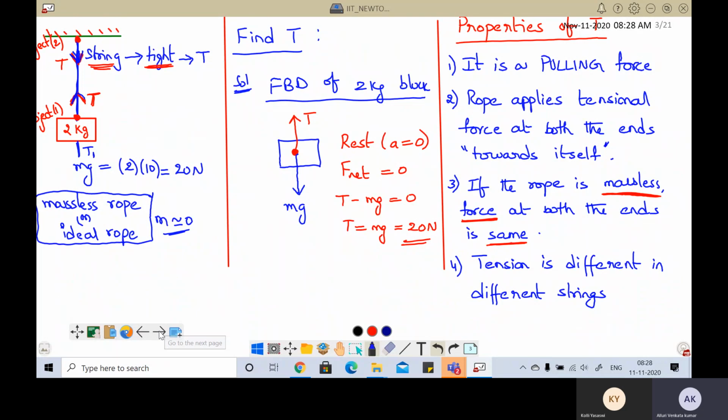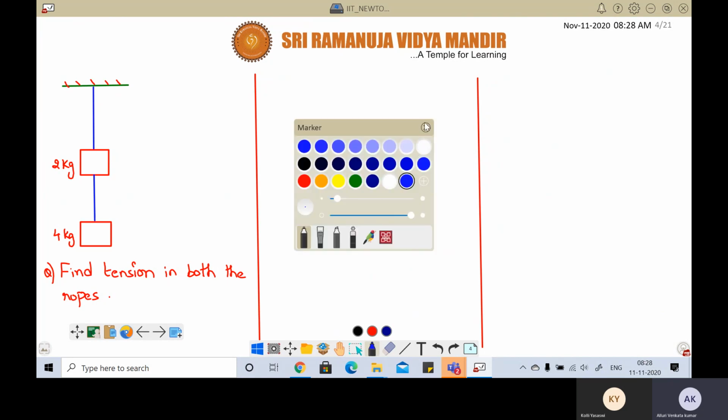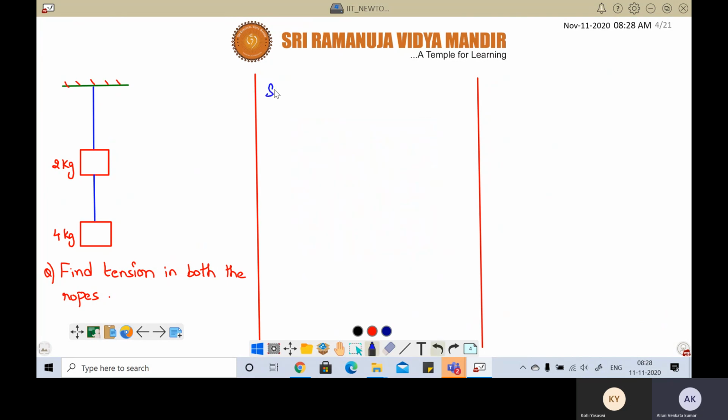Now let us see one simple problem. Find the tension in both the ropes. There are two blocks, a 2 kg block and a 4 kg block, connected to the ceiling through ropes. This is rope 1, this is rope 2. Now they're asking us to find the tension. So what is the solution?